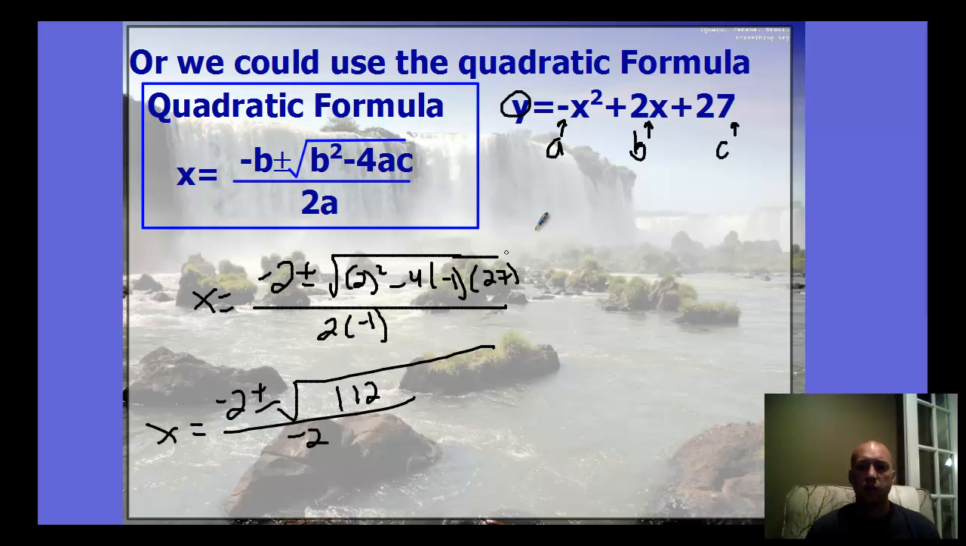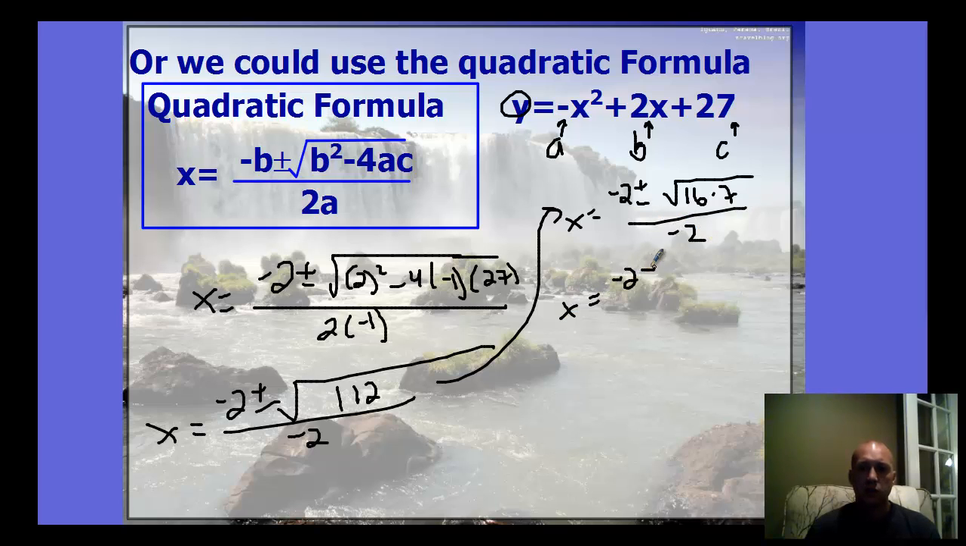And we need to simplify the square root of 112. So x equals -2 plus or minus... 112 we can divide by 16 actually, so it's the same thing as the square root of 16 times 7. 7 times 16 is 112. It's still over -2. So this is x equals -2 plus or minus 4 root 7 over -2.